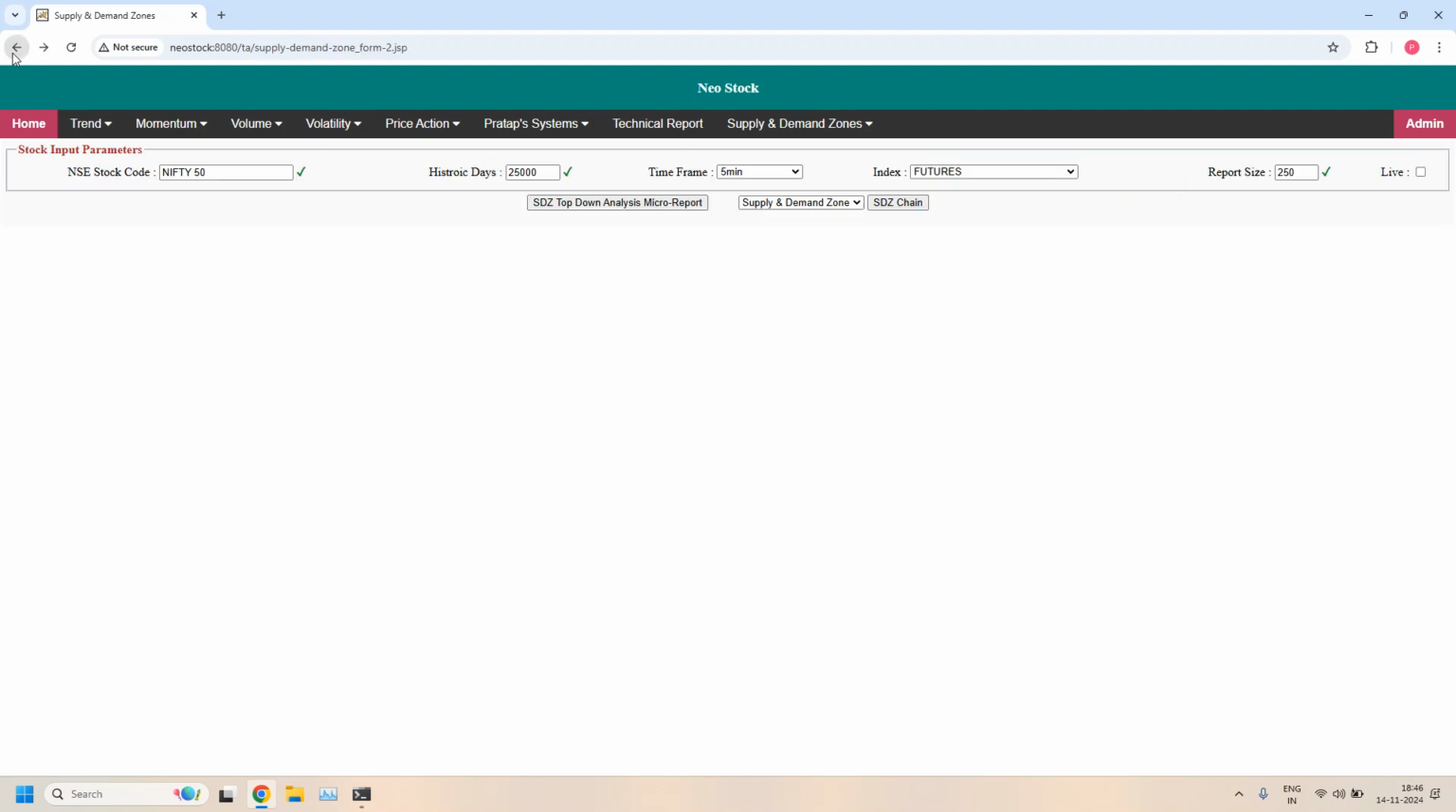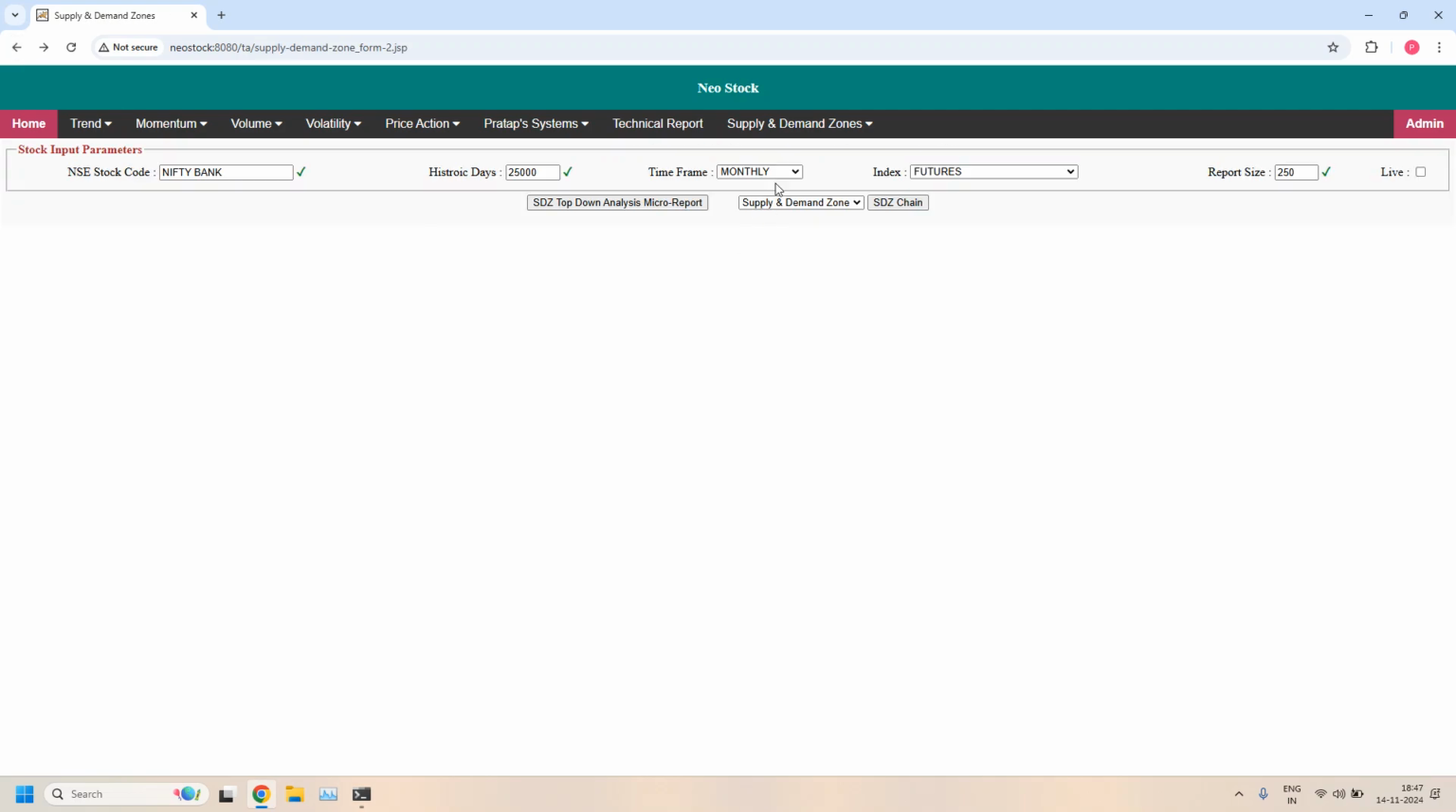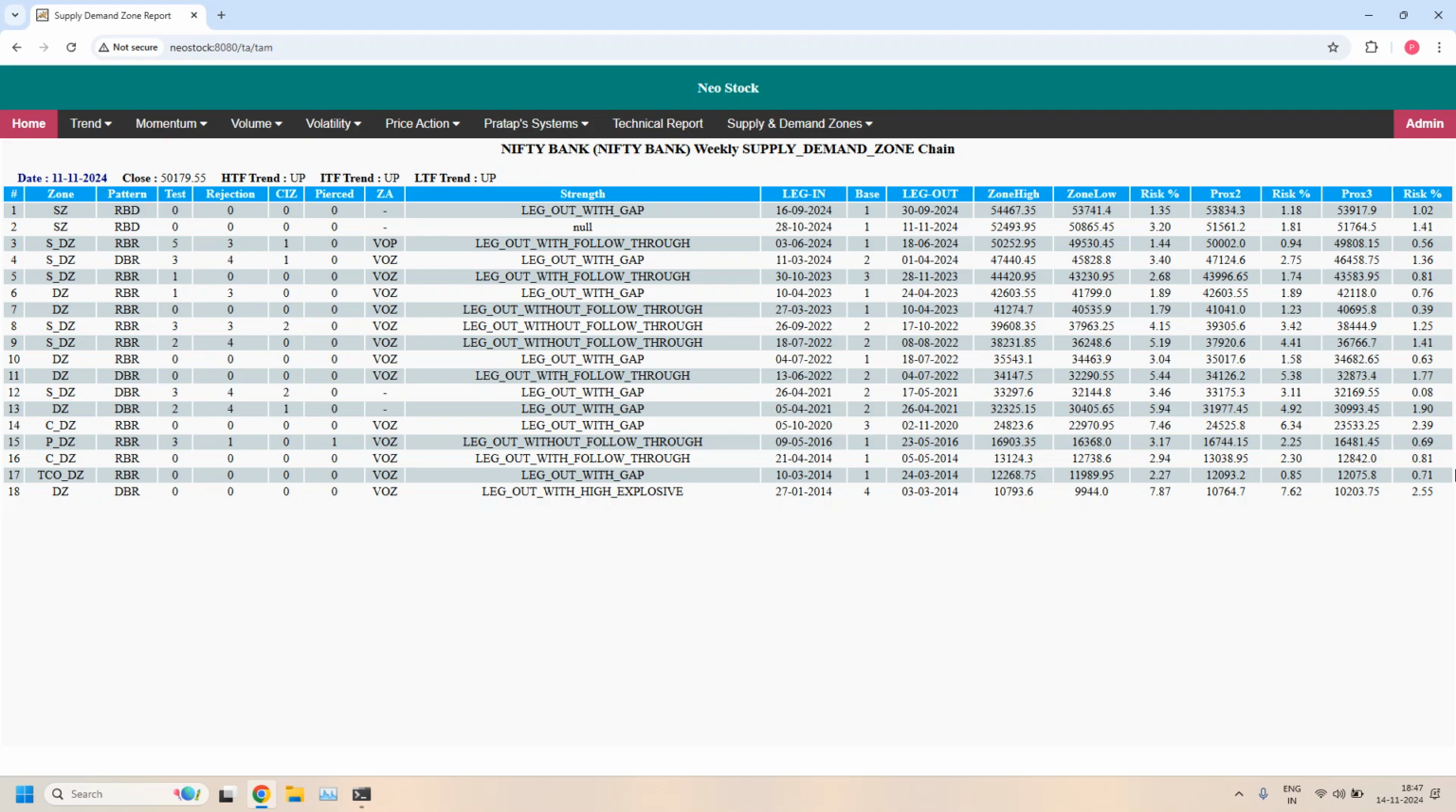Next, Bank Nifty supply demand zone chain. So that is nothing but Nifty Bank. Let's start with monthly time frame, generating monthly supply demand zone chain for Bank Nifty. Next time frame is weekly, generating weekly supply demand zone chain for Bank Nifty.